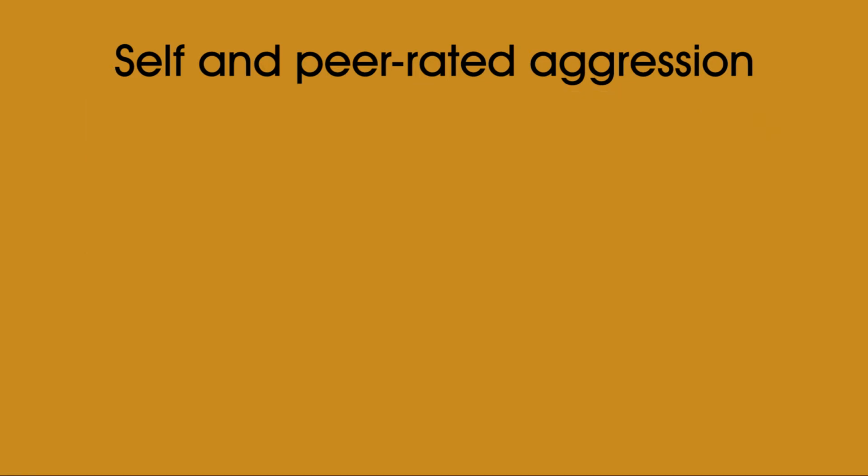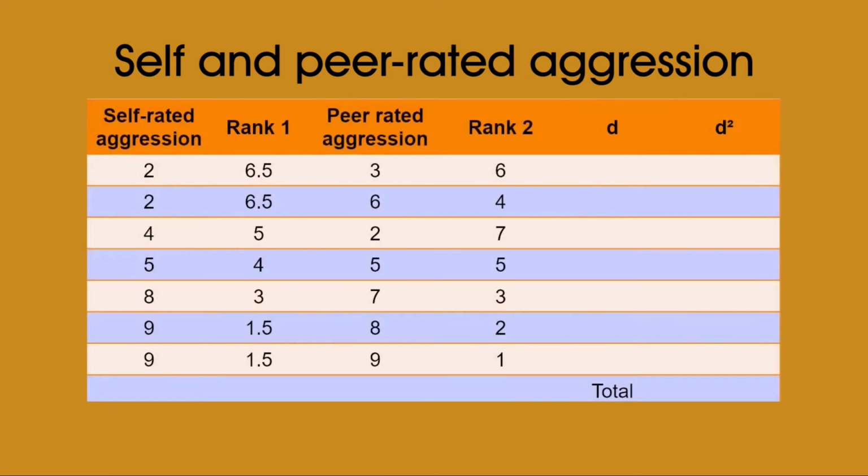Once this has been done, we can then enter our data into a table for calculation. You'll see columns labelled D for difference between rank values and D squared. The first step is to calculate the differences between the ranks. So in this case, 6.5 take away 6 is 0.5, and so on until we've filled the whole differences column in.